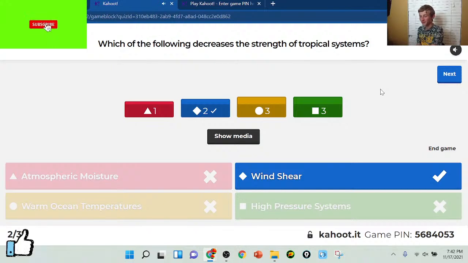Ooh, okay. So only 2 people got this right. So let me explain this to you. Atmospheric moisture always strengthens tropical systems. Atmospheric moisture is basically like candy for tropical systems. I know we all like candy. Well, hurricanes love atmospheric moisture. They also love very warm ocean water temperatures, which they absolutely love. So atmospheric moisture and also warm ocean waters are the main things that increase the strength of tropical systems.